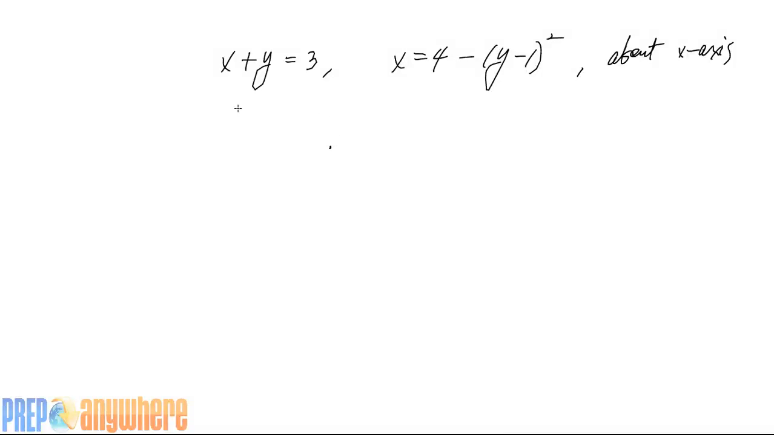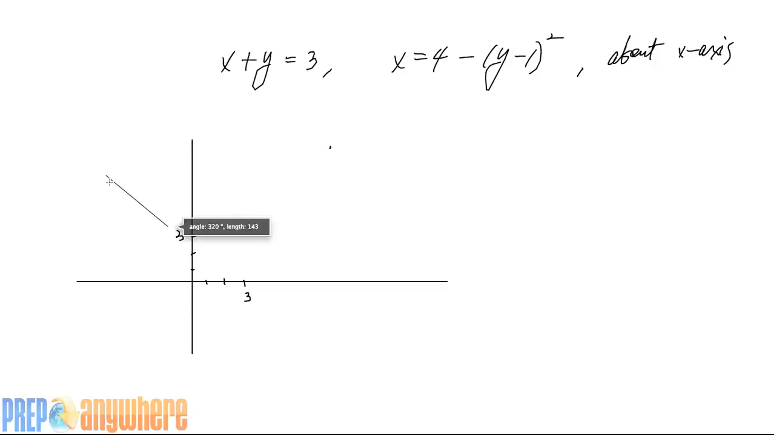Okay, so let's sketch these first. x plus y is equal to 3. So that's a line that passes through 3 and 3. Okay, so let me just draw a line through that.